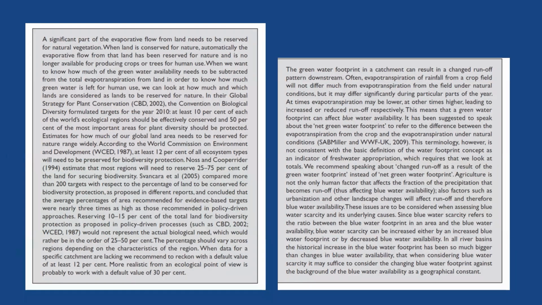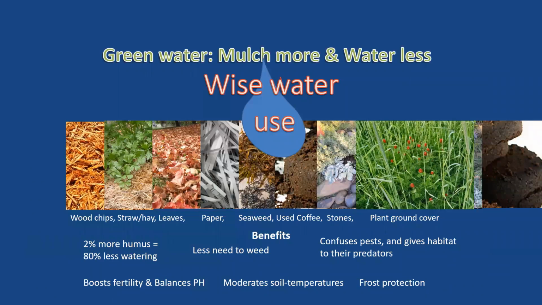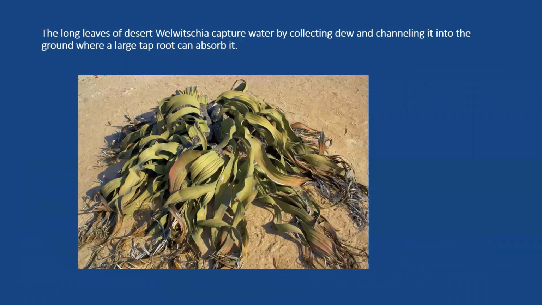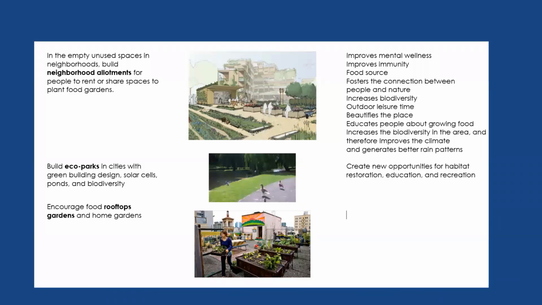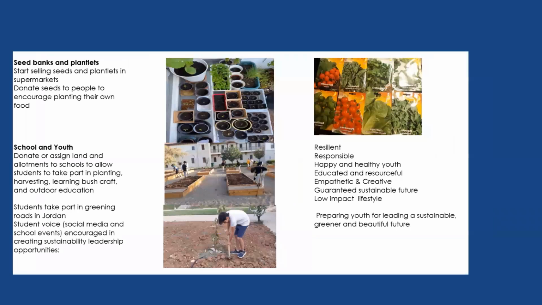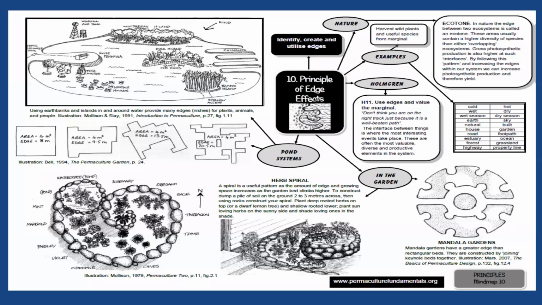So the evaporation of water from land plays a very big role in green water catchment. So basically, we need to mulch more to water less, and plant the plants that basically store water underneath them. This is an example in the soil. And also therefore we need to invest in neighborhood allotments, in eco parks and rooftop gardens. And basically encourage the youth and schools and families to take part in greening the city.